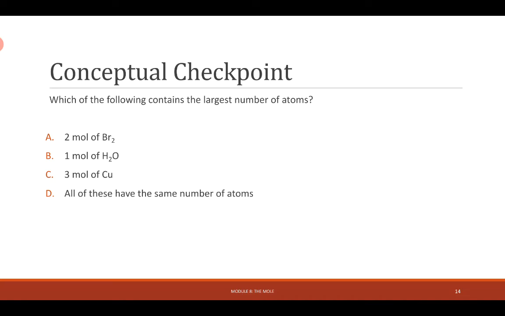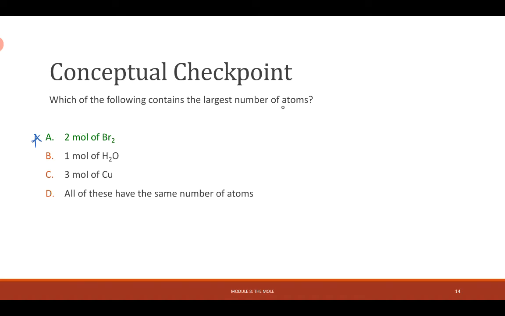So here's a conceptual checkpoint for you. It reads, which of the following contains the largest number of atoms? Go ahead and pause the video and try to determine which contains the largest number of atoms. Did you pick answer A? If so, you are correct. But let's talk about why it's answer A.